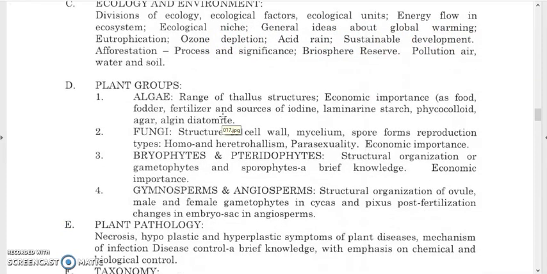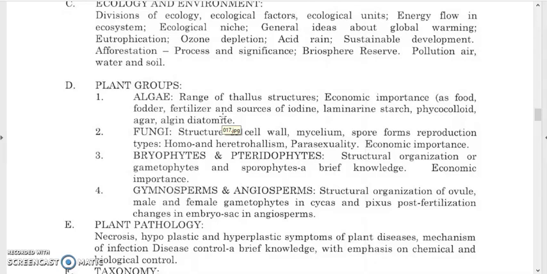Next is plant groups and their classification, that is classification of plant kingdom, like algae, bryophyta, pteridophyta, fungi, gymnosperm, and angiosperm. You have to study how reproductive methods occur in algae. Different types of questions are here, like chitin: in which of the plant kingdom does the cell wall contain chitin?